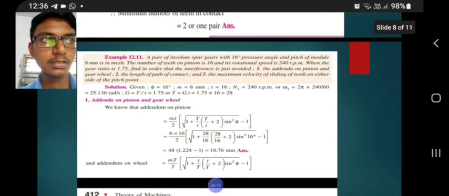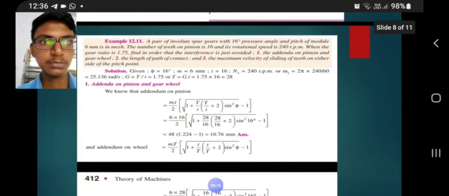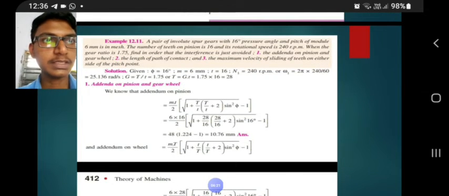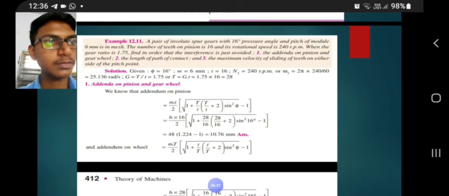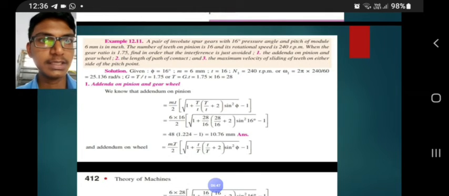Okay, we move to the next sum. A pair of involute spur gears with a 16-degree pressure angle and a module of 6 mm is in mesh. The number of teeth on the pinion is 16 and its rotational speed is 240 rpm. When the gear ratio is 1.75, find, in order that the interference is just avoided: first, the addenda on pinion and gear wheel; second, the length of the path of contact; third, the maximum velocity of sliding of teeth on either side of the pitch point.